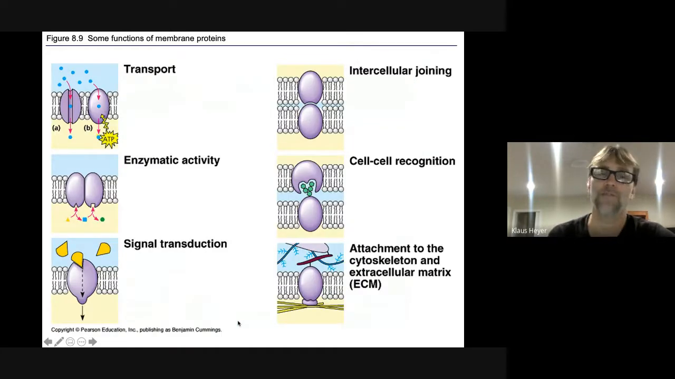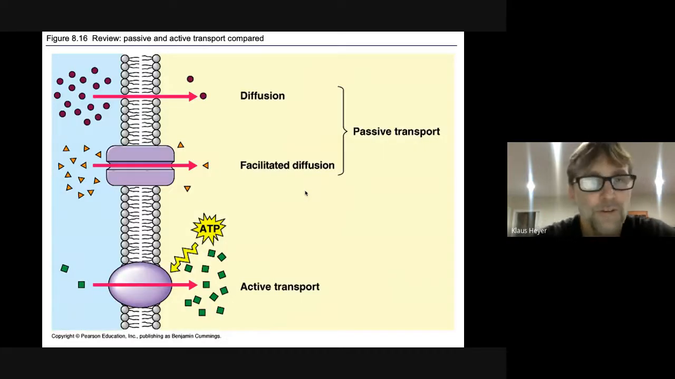And actually they have different functions, right? They'll transport things through. Sometimes they join cells together. You see here how they're used to connect these two cells. They're used to recognize each other. So they're used for different things. What we're primarily going to talk about is how things get in the cell or out of the cell, because cells are selectively permeable. They don't just let anything in.